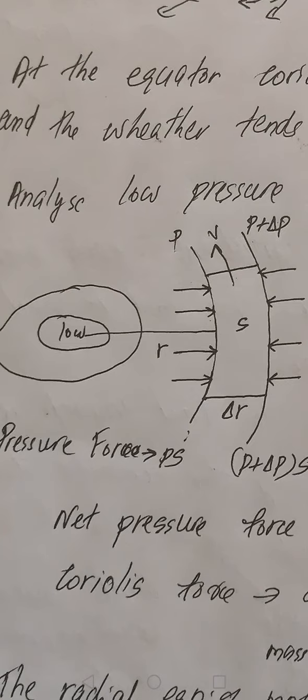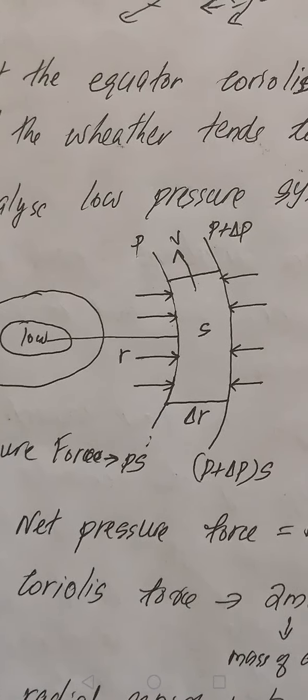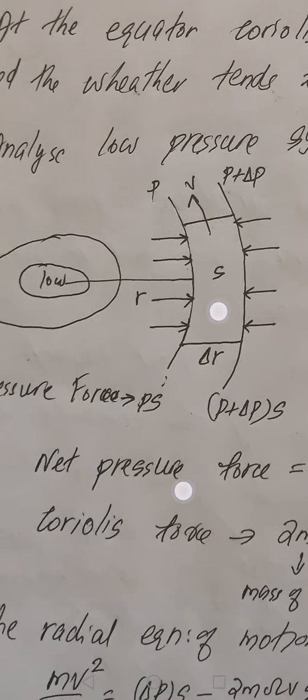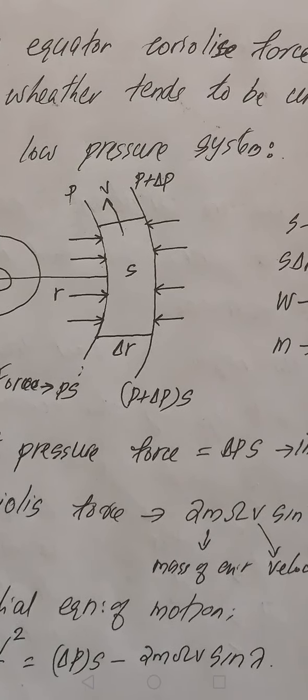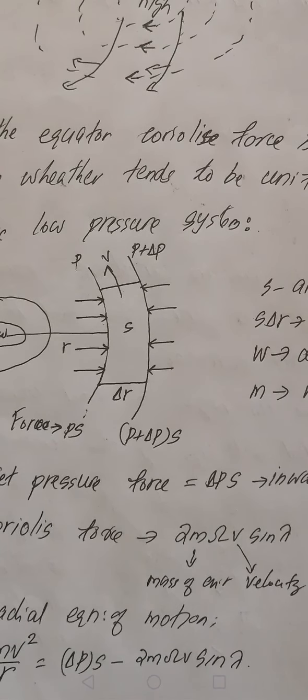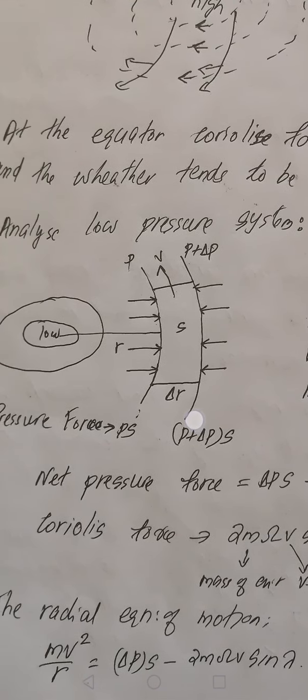Force is pressure into area. So this is the pressure force, P into S on this isobar, and here it is P plus delta P into S. Okay, so what is the net pressure force? The difference is delta P into S, and that will be in the inward direction.